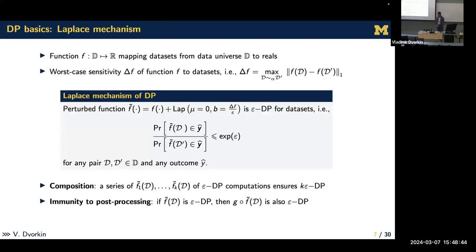It's a strong notion, and the success of it owes a lot to two simple mechanisms that were introduced in this area. One of them is the Laplace mechanism. We take a function that maps a data set to the reals, and let's think of the worst-case sensitivity of the function to input data sets. Basically, we want to find instances of alpha-adjacent data sets that maximize the difference of the function value. And this value is independent of the particular data set D or D prime. It only depends on the range of your data set universe.